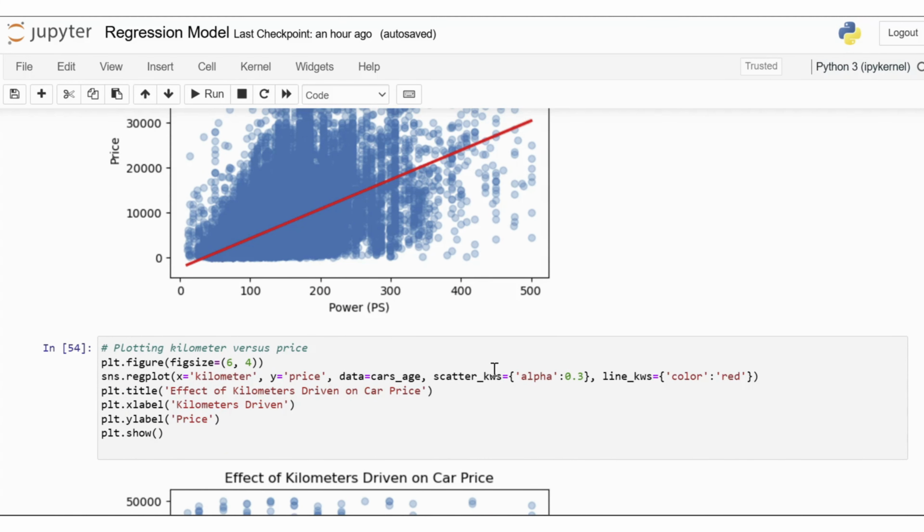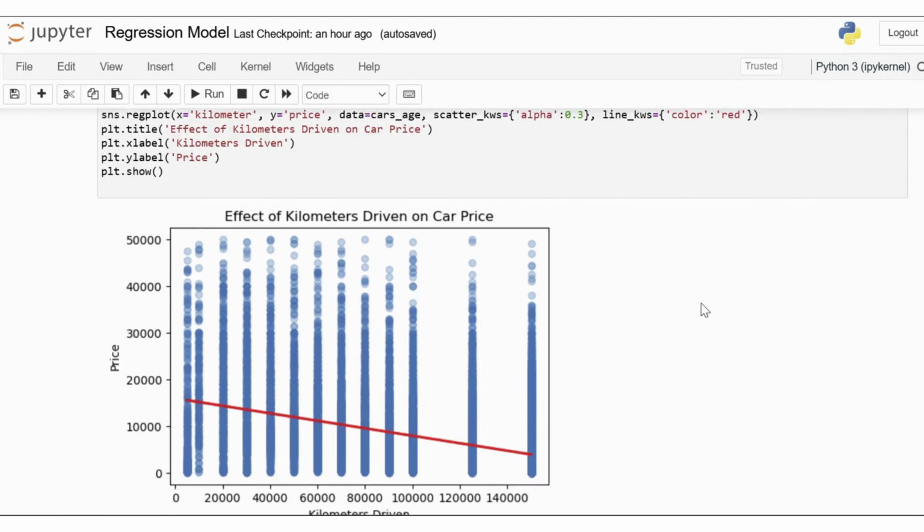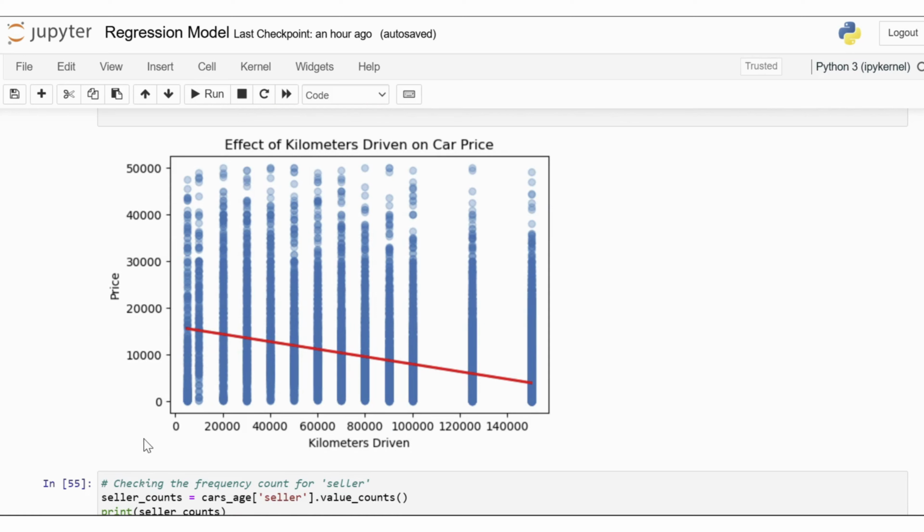So, in the graph each point represents a car, with its kilometers driven on the x-axis and its price on the y-axis. The red line indicates the trend or general direction of the relationship between kilometers driven and price. The scatter plot shows a negative trend, meaning that as the number of kilometers driven increases, the price of the car generally decreases. This is represented by the downward slope of the red regression line.